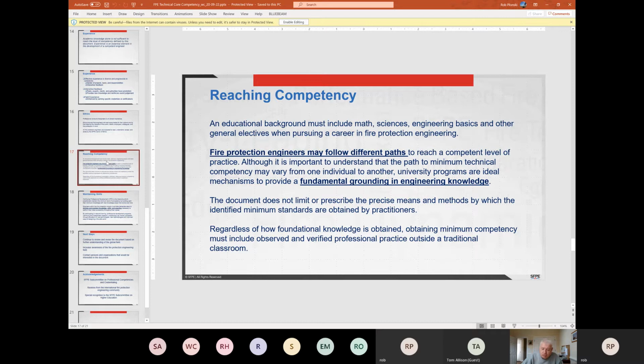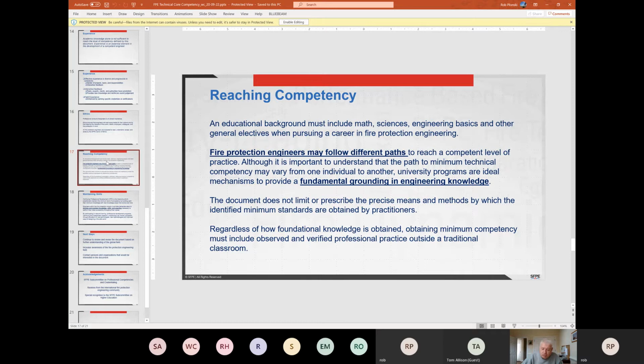Fire protection engineers may follow different paths to reach the competent level of practice, although it's important to understand the path to minimum technical competency may vary from one to another. University programs are ideal mechanisms to provide fundamental grounding in engineering knowledge. And I've actually highlighted within the document that that's the preferred method. It's not the only method. Especially in fire protection engineering, as we all know, there's usually more than one way to reach a solution.